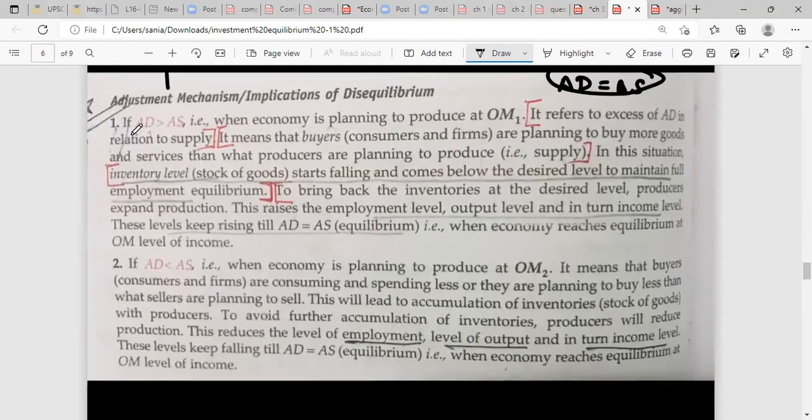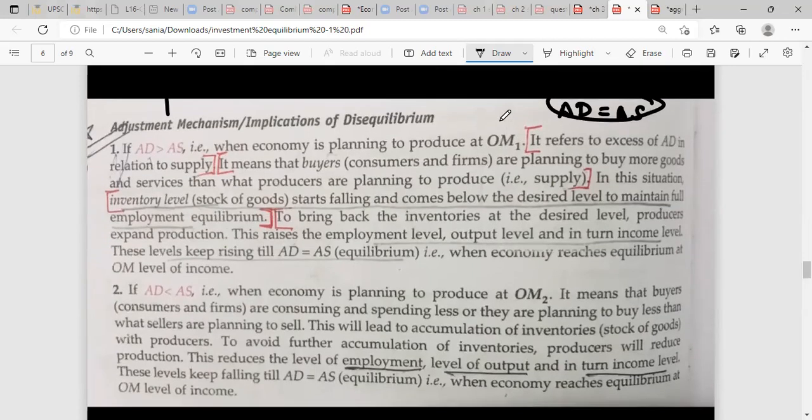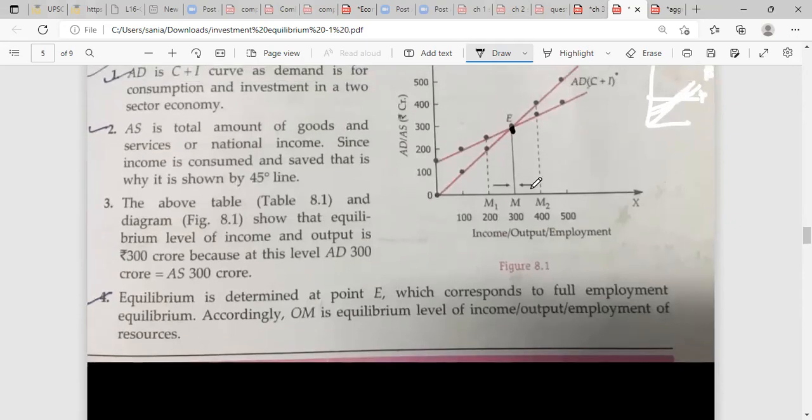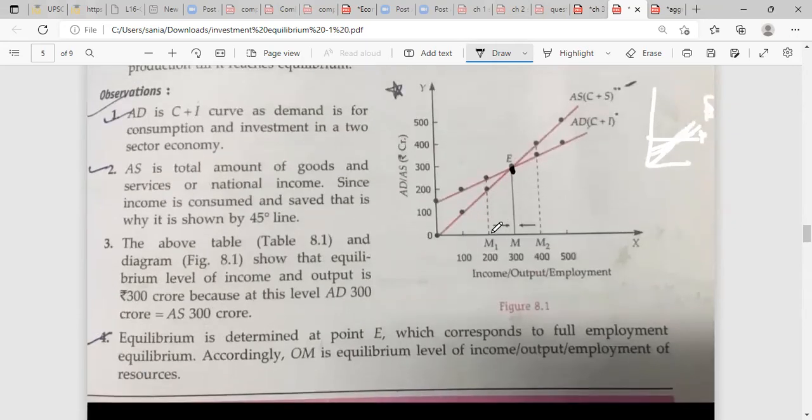Okay. So when your AD is more than AS, that is when the economy is planning to produce at OM1. So if they are planning to produce over here, you are going to compare it. This is your AD and this is your AS. So AD is more than AS. For example, this is your AD and this is your AS, so of course AD is greater than AS. Yes or no?